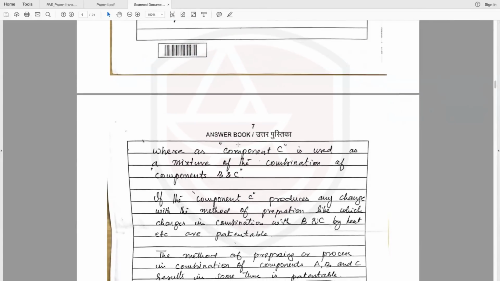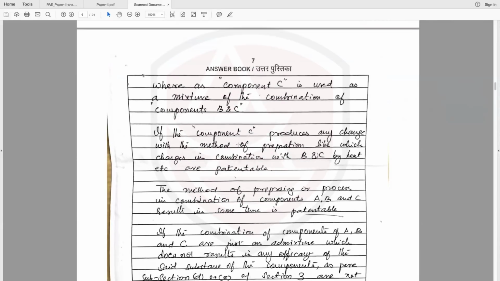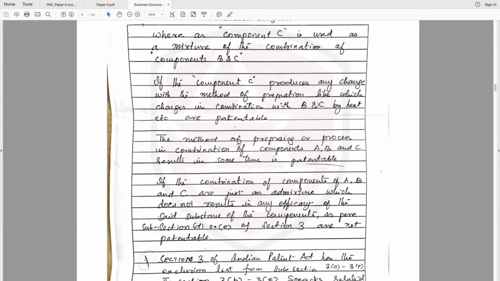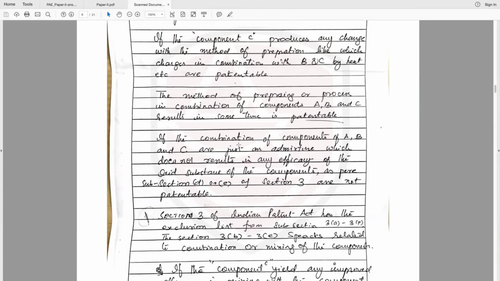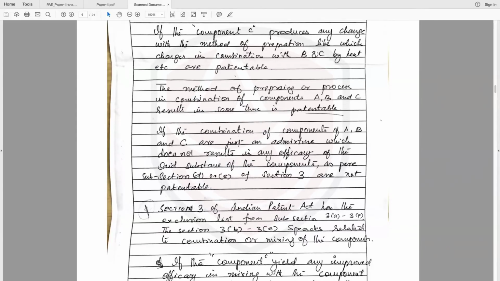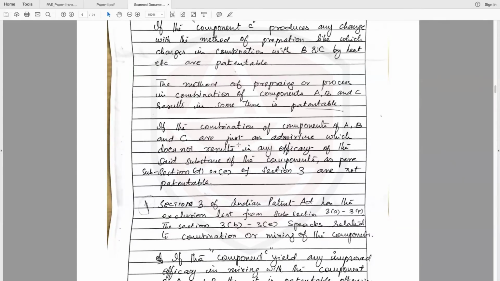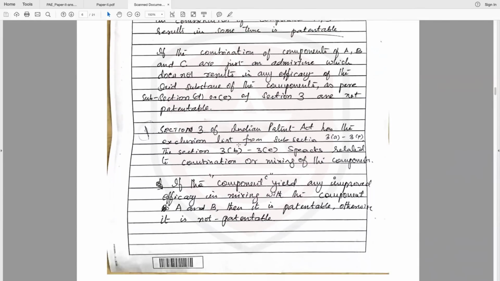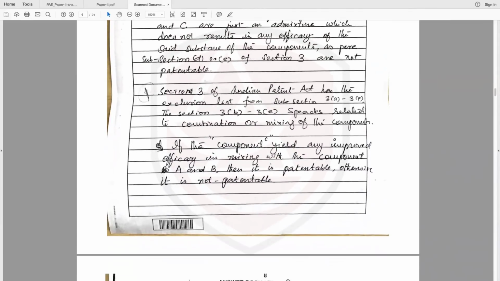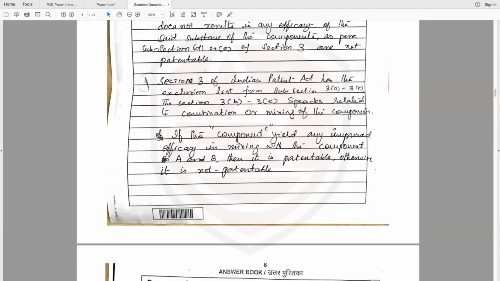And then the component C is used as a mixture of the combination of components B and C, and if component C produces any change with the method of preparation, changes in combination with B and C by heat, etc., are patentable. So, can you scroll down a bit? Okay, great. So he goes on to explain that section 3 of the Indian Patents Act has the exclusion list from subsection 3(a) to 3(p). So, I guess the candidate was given 1 mark out of 10 marks.